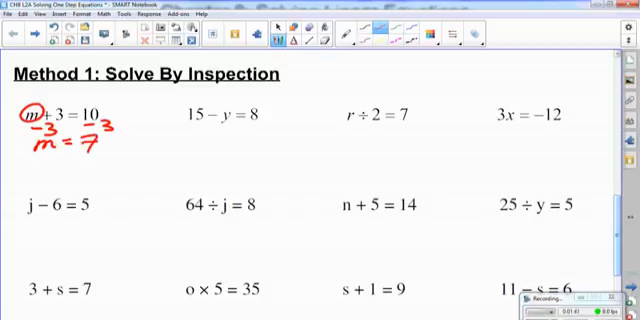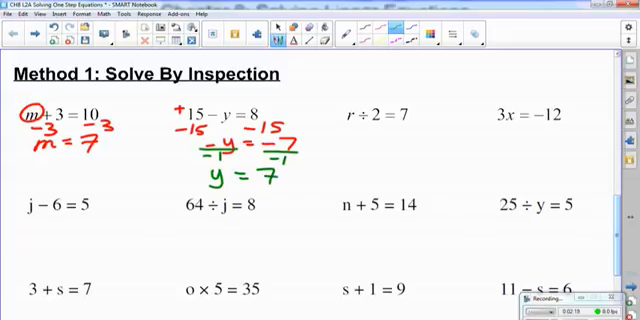Or I could use my mental math and think, okay, what plus 3 equals 10? 7 plus 3 equals 10. Let's do another one. This one's a little bit of a tricky example because it's minus y. We've got 15 minus y equals 8. So I'm going to get rid of the plus 15 by subtracting 15. Minus 15, negative y equals 8 take away 15. That is negative 7. I'm just going to divide both sides by negative 1, because I don't want to know what negative y equals. I want to know what just y equals. So y equals positive 7.